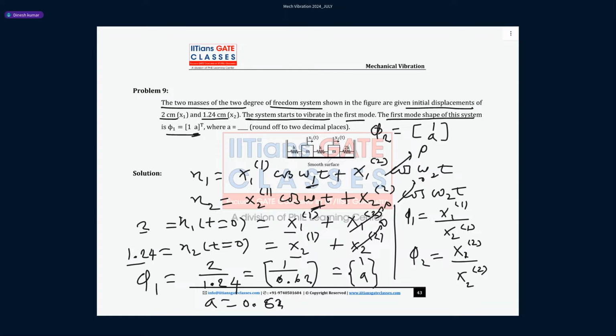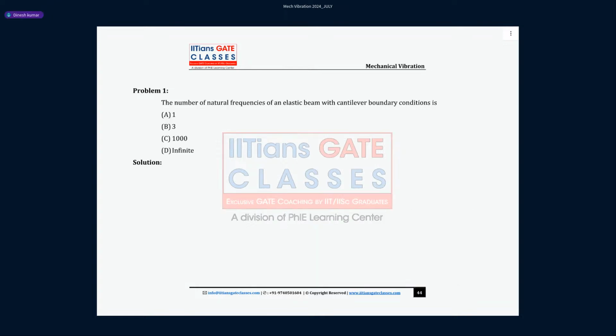In case of phi 2, if they ask the value of a, what will it be? We can find it in a similar way, right? Okay, so let's move to the next question.